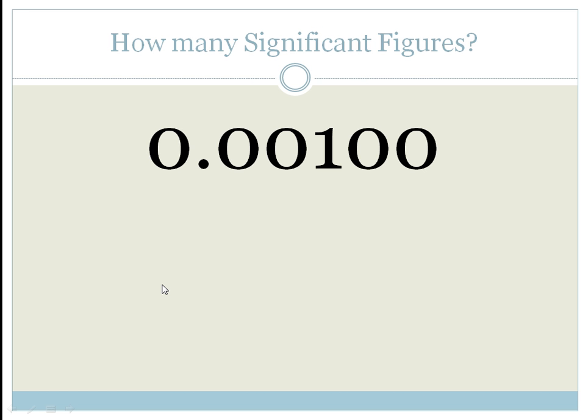Alright, so I want you to pause, take a look at this number, and figure out how many significant figures there are. Hopefully you hit pause and tried this on your own. The one's obviously significant. These zeros in the front, this is where people like to get confused. Yes, these zeros are to the right of the decimal, but they're in the front. So remember, anything in the front, doesn't matter where it's located, is not significant.